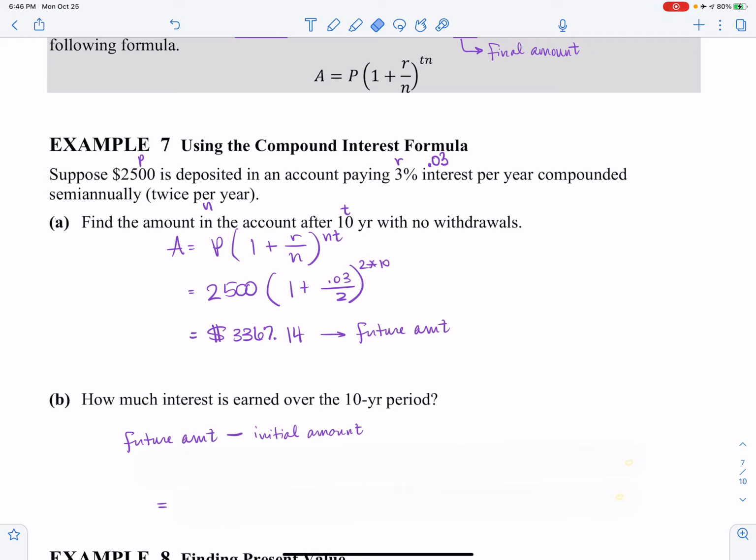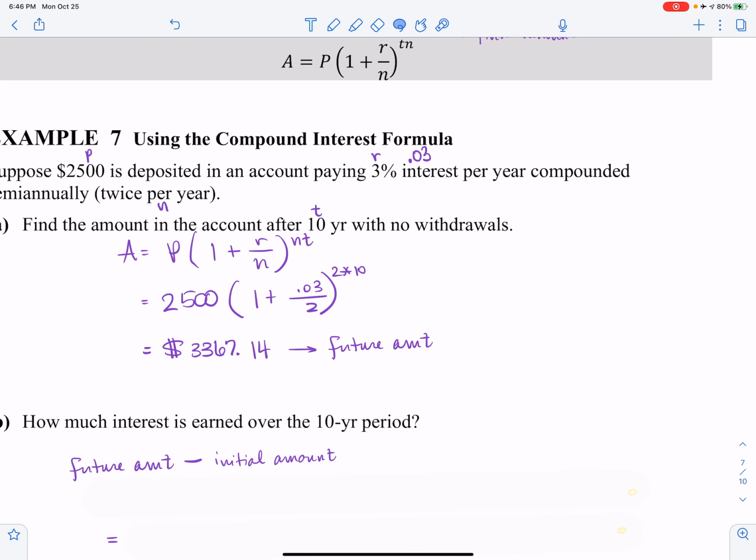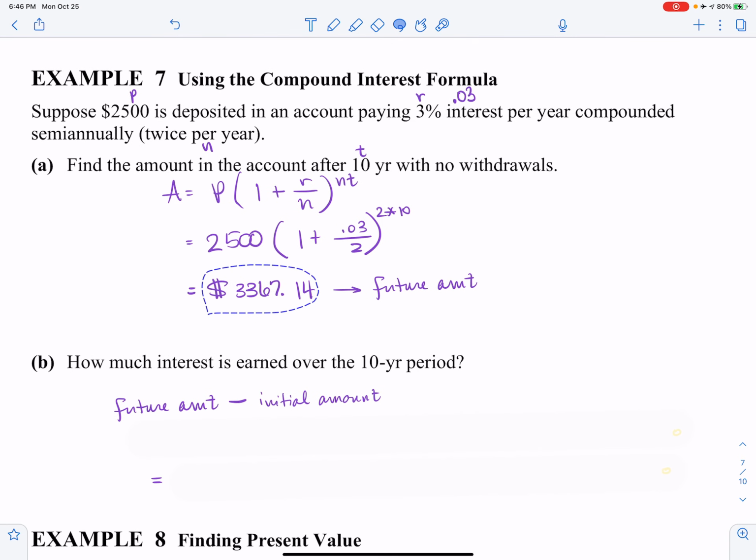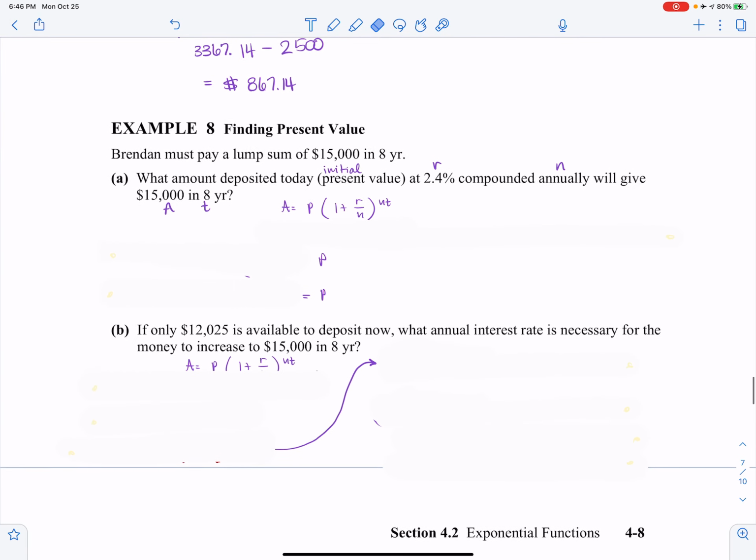Part B says how much interest is going to be earned over that 10-year period. So this is the deal. You deposited $2,500 and then you left it sit for 10 years and you ended up with $3,367.14. So how much did you earn then over that 10 years? So what you want to do is you want to subtract those two, and you can see that you earn $867.14.